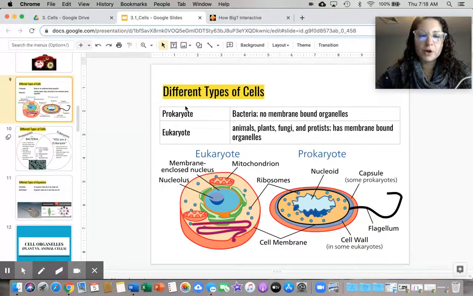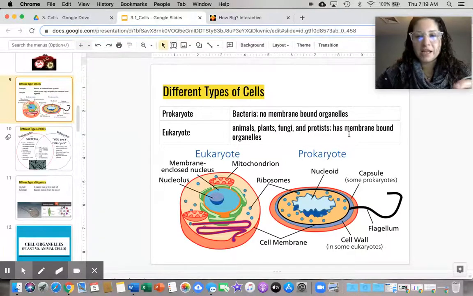Now, a prokaryote is synonymous with bacteria. So if you see bacteria cell or a prokaryotic organism, it means the same thing. It's talking about this type of cell right here. Eukaryotes are you. You are a eukaryote. You have eukaryotic cells. So these are animal cells. We are animals. These are plant cells. These are fungi cells. And these are protist cells.